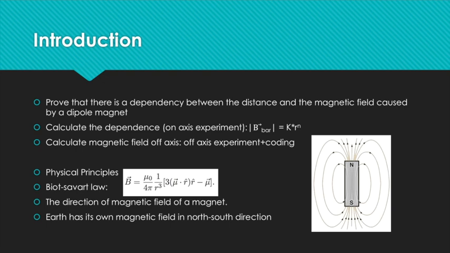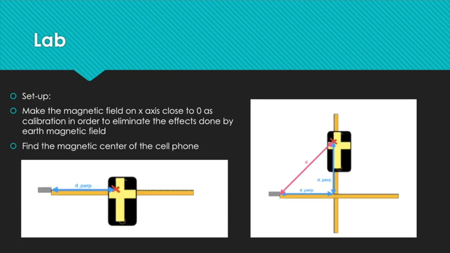First of all, we need to apply the Biot-Savart law for the calculation part. We can also know the direction of the magnetic field of a magnet using the diagram I pasted here. Also, Earth has its own magnetic field in the north to south direction. For the setup process, we need to make the magnetic field on the x-axis close to 0 as the calibration in order to eliminate the effects of the Earth's magnetic field.